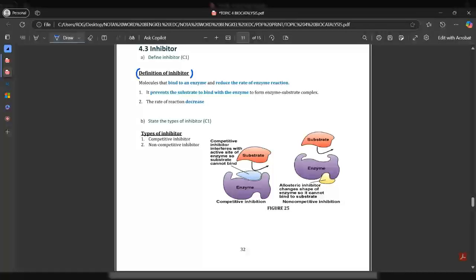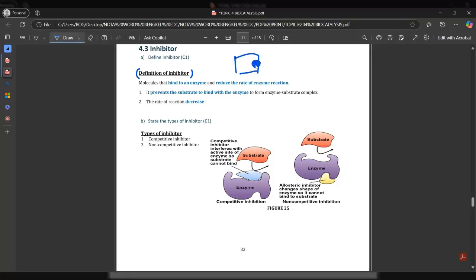So how does it reduce the rate? By affecting the active site. We know that for an enzyme to carry out the enzymatic reaction, it must be able to bind with the substrate, right? At where? At the active site. So you must have your enzyme bind with the substrate at the active site.